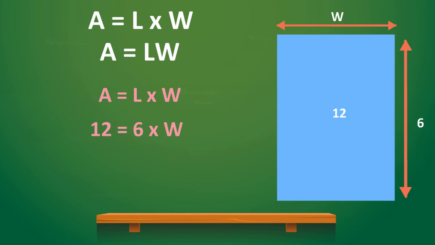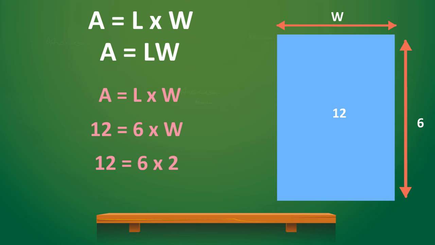So if you followed exactly the same steps as you did before, and just put the numbers in where they belong in the formula, you would have got something that looked like this. 12, our area, is equal to 6, the length, multiplied by W, that we don't know. So 12 is equal to 6 multiplied by something. What is that something? Well, it's 2. So the width is 2. If you got that one, well done. If not, don't worry, you've got another chance here.